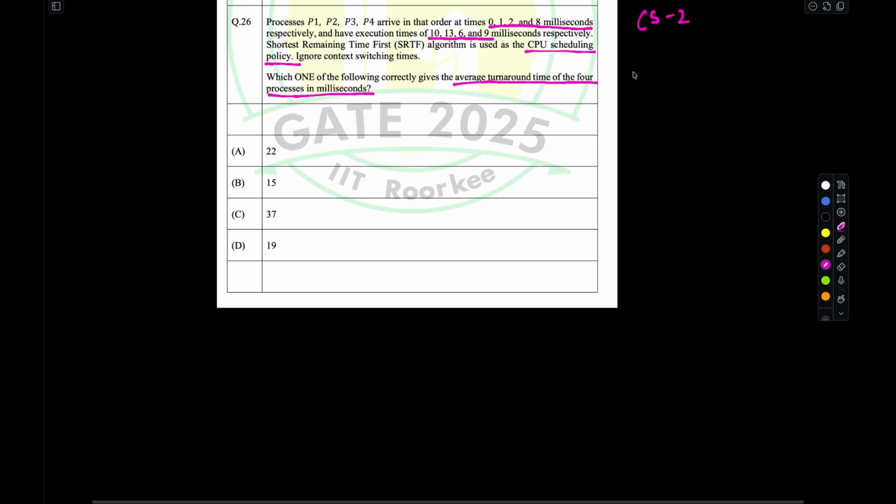Just for a quick recap for you, the shortest remaining time first algorithm is about allowing the process which has the least remaining execution time at that point of time to run on the CPU. Turnaround time for a process is the time at which the process ends minus the arrival time. Like the amount of time for which the process stays inside the CPU, whether it's running or not running. This is our turnaround time.